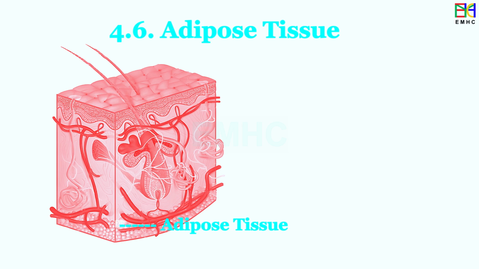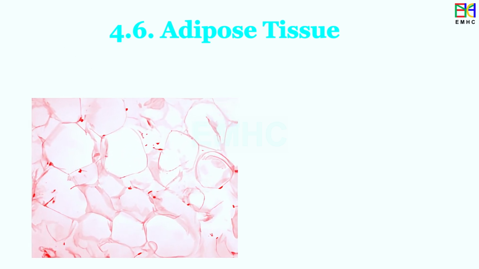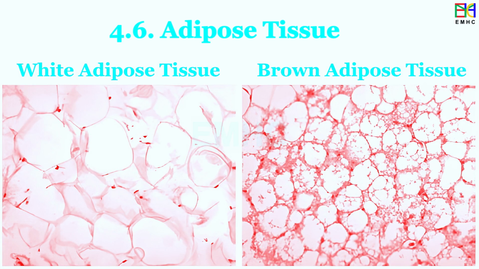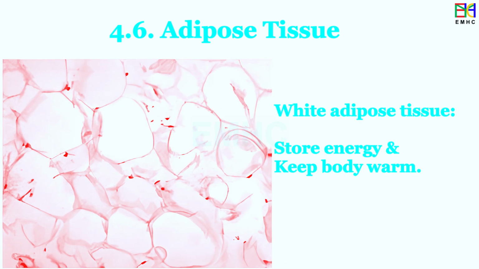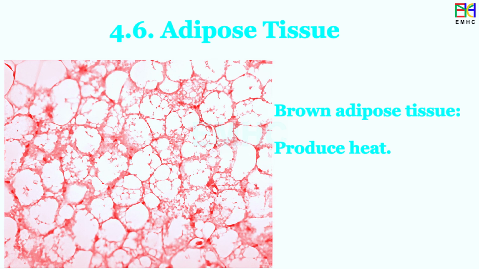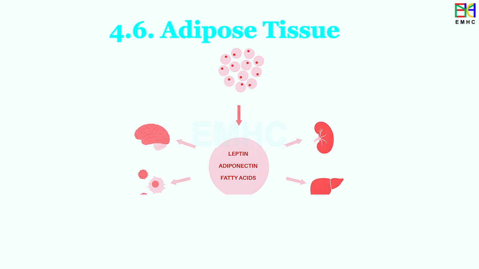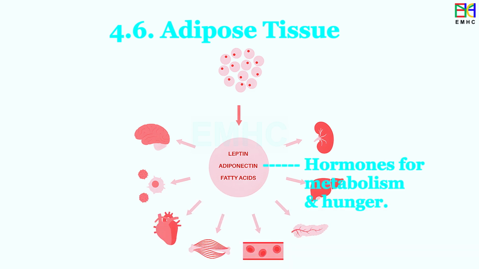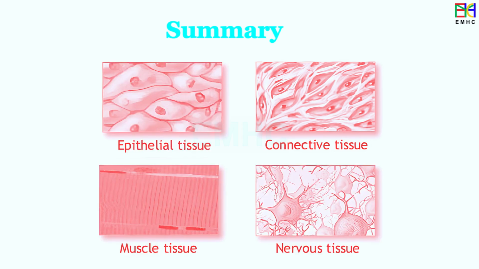Adipose tissue, or body fat, is a loose connective tissue composed mostly of adipocytes that store energy in the form of lipids. There are two kinds of this tissue: white adipose tissue to store energy and keep the human body warm, and brown adipose tissue to produce heat. Adipose tissue is also recognized as a major endocrine organ that produces hormones, such as leptin and adiponectin, to help control metabolism and hunger.